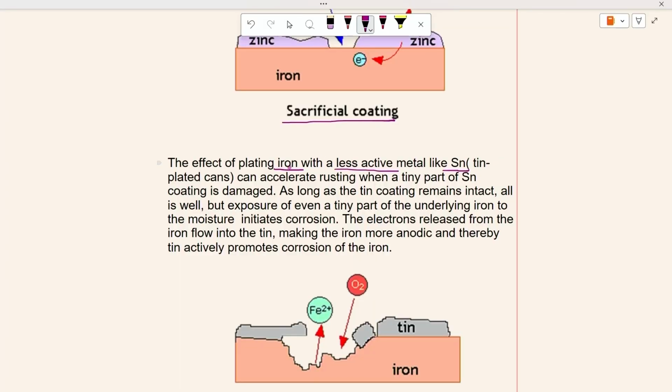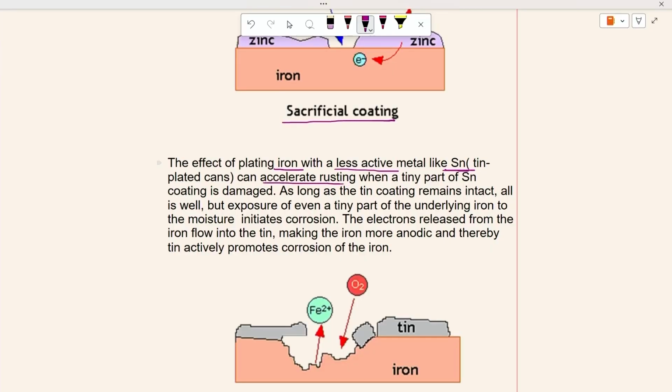You might have seen eatables coming in tins, milk powders in tins, chocolate powders in tins. That container is actually made of iron with a coating of tin metal inside it. You can see that it will be highly glossy in the beginning, and after some time you can see that it gets corroded easily. So here the iron is coated with a less active metal, tin. Any cans or articles coated with tin metal can accelerate rusting.